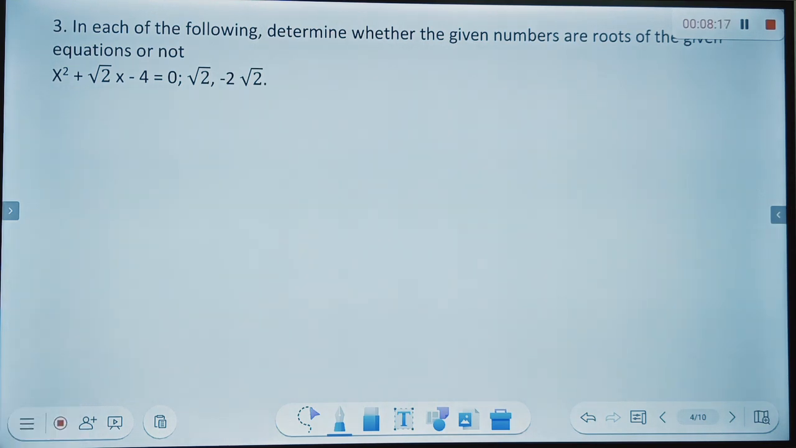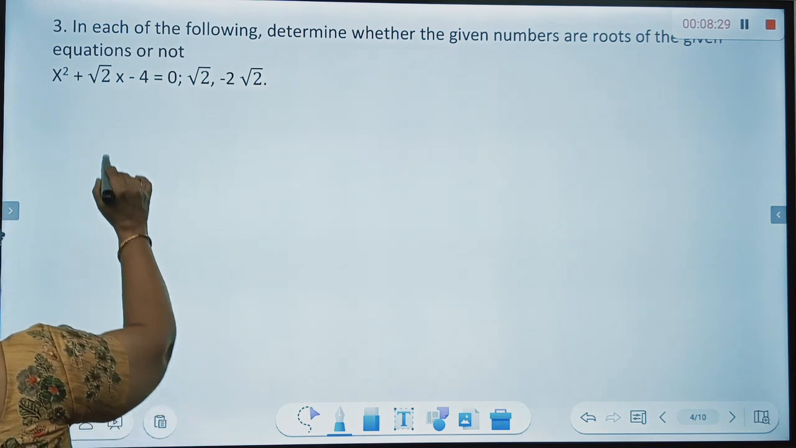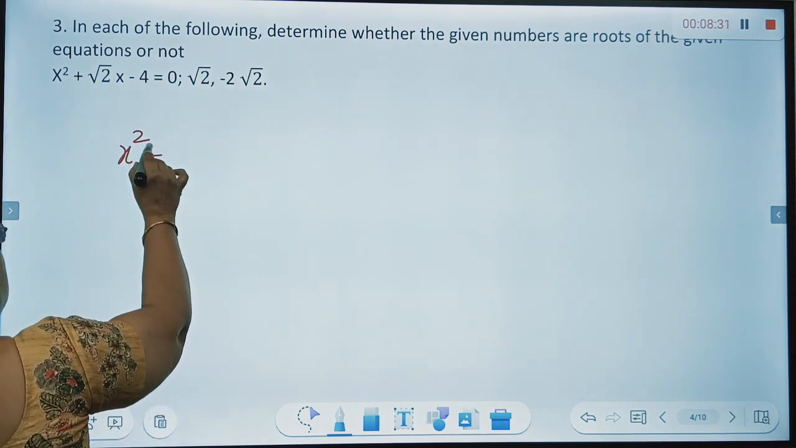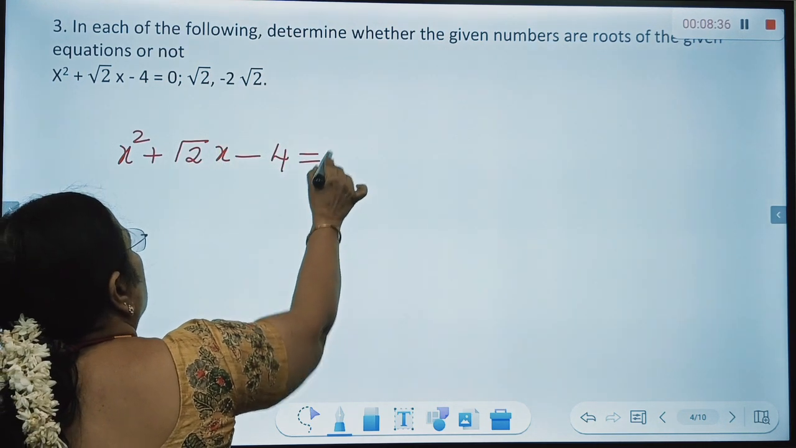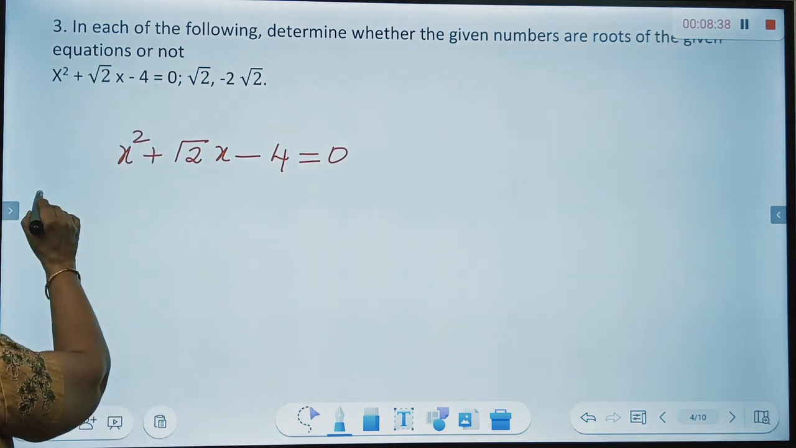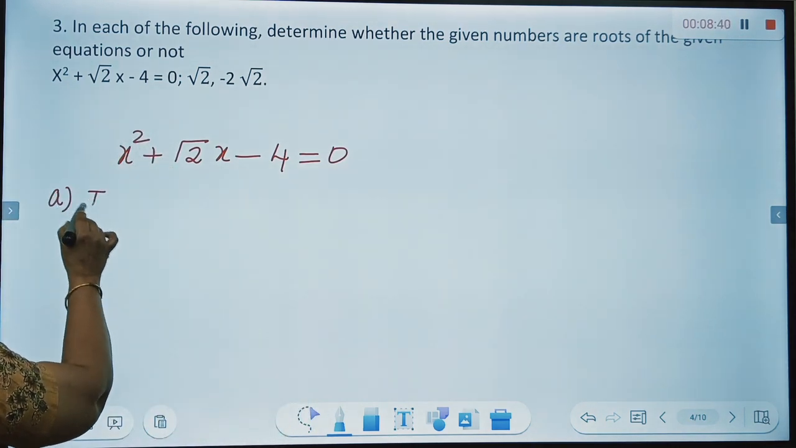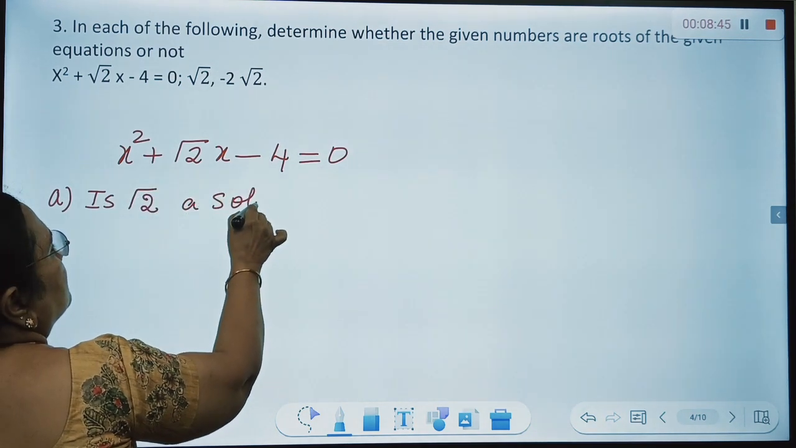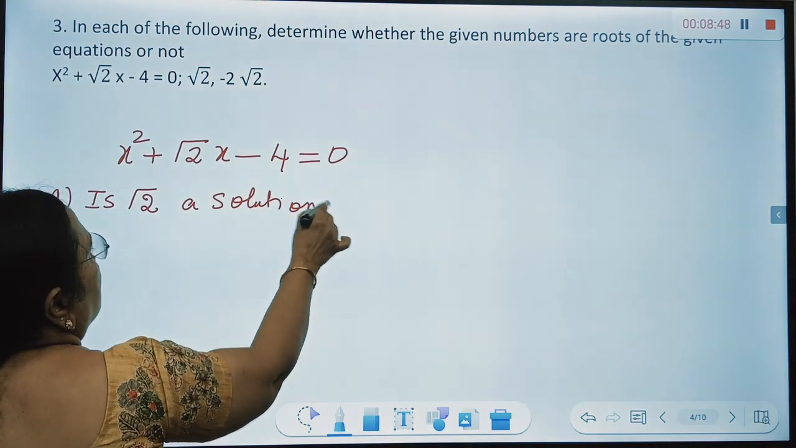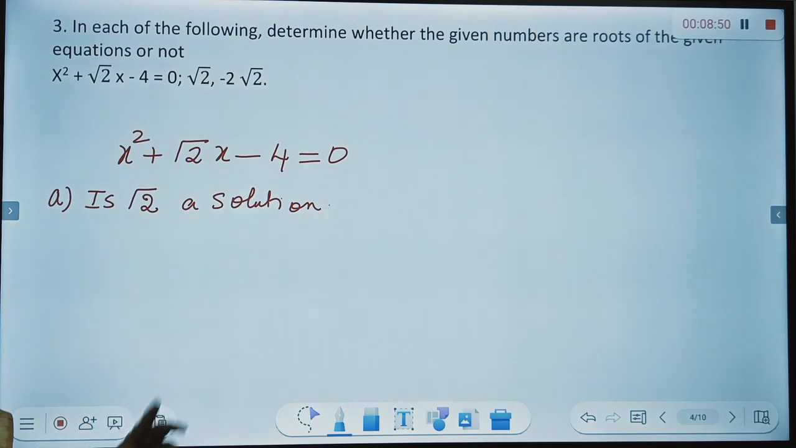Now, in each of the following, you have to check whether the given numbers are roots or not. You are given a quadratic equation and you are given two values. You have to check whether each one is a root or not. So, what is the first quadratic equation? x square plus root 2x minus 4 equal to 0. So first you have to check whether root 2 is a solution.